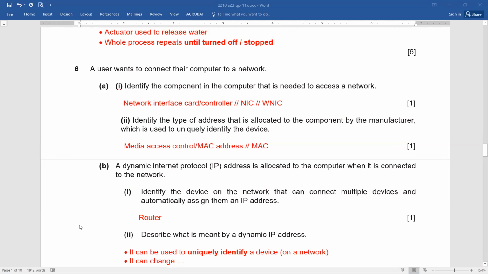Question number 6, Smart B. A dynamic internet protocol address is allocated to the computer when it is connected to the network. Dynamic internet protocol address, dynamic IP address. Identify the device on the network that can connect multiple devices and automatically assign them an IP address. You can see which device, definitely the router. So that is the router. This is the router's job.